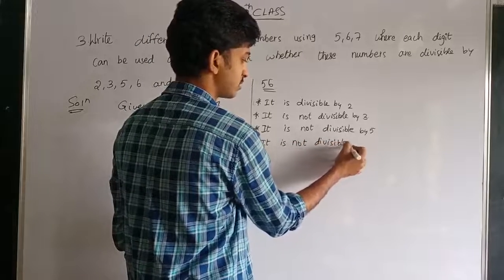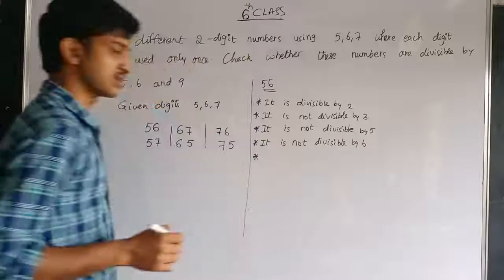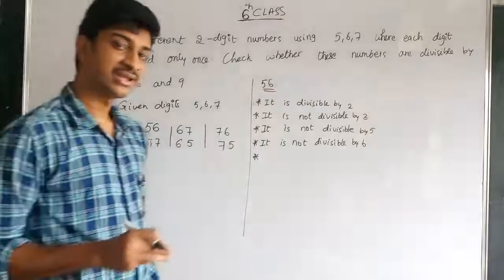So this number is not divisible by 6. And the last one is 9. The sum of the digits should be divisible by 9.